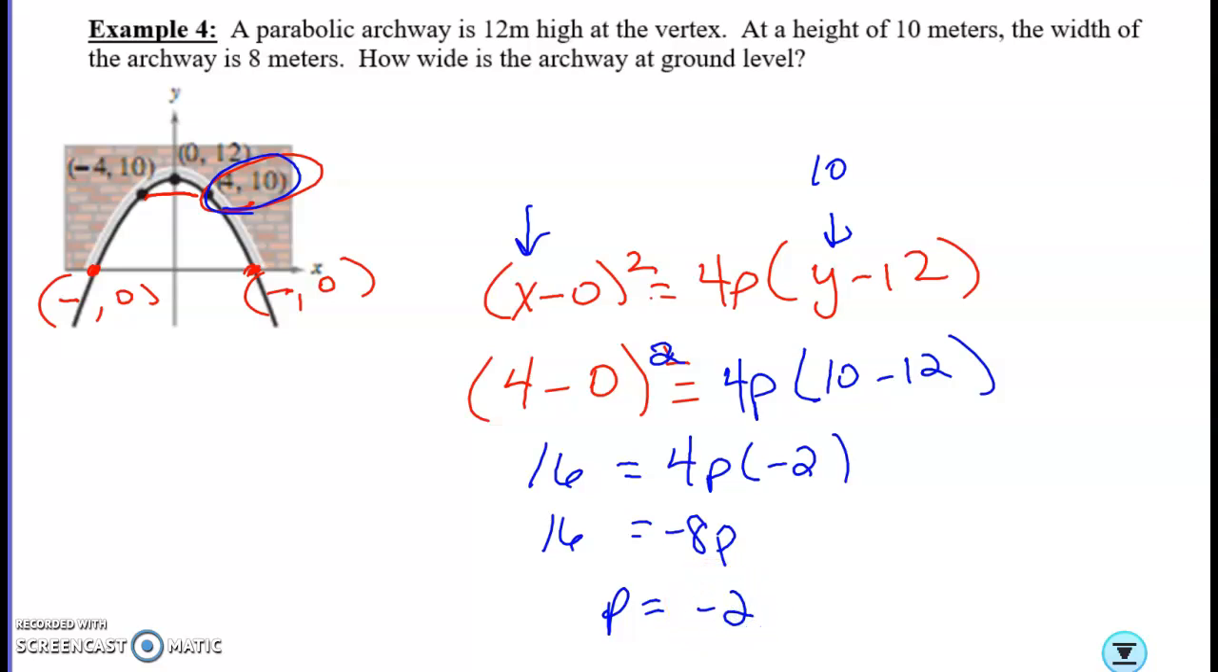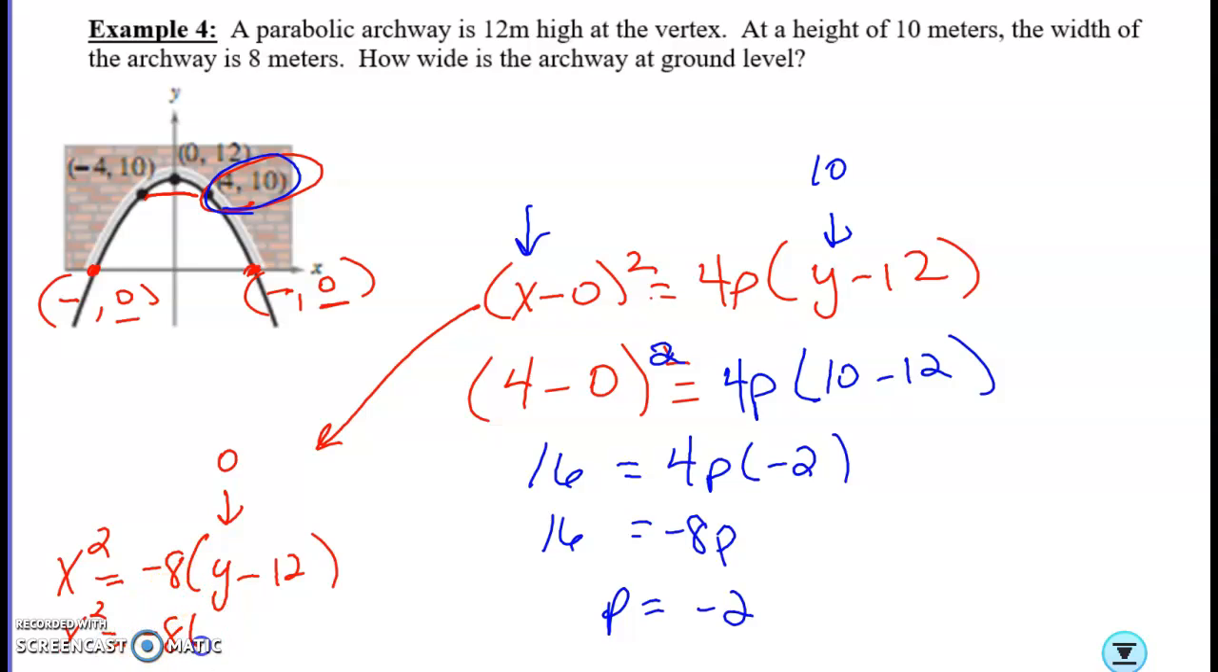So now I'm going to go back and take this equation and substitute the p value in, and then I'll have the equation of the parabola. So that will give me x squared equals 4 times negative 2, which is negative 8, times y minus 12. And then we need to figure out what happens when y equals 0 down here on the x-axis. So we're going to have to put a 0 in for y and solve. So x squared equals negative 8 times negative 12. And negative 8 times negative 12 is equal to 96.